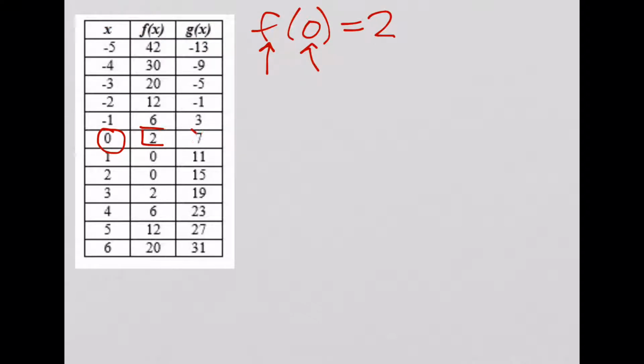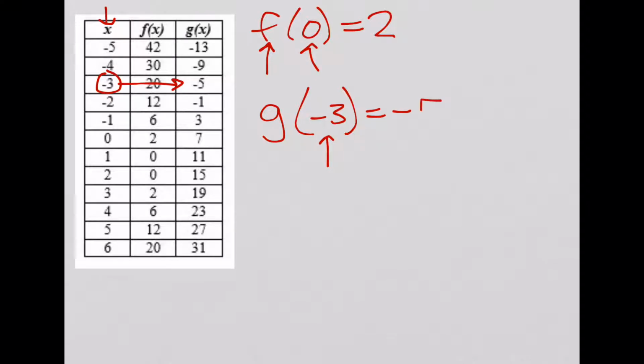So let's do the next one. It says, what is g of negative 3? So again, do I know x? Yup, it's negative 3. Going down the x column until I get to negative 3, and then I'm going to go across to where I'm at the function g, and so g of negative 3 is negative 5.